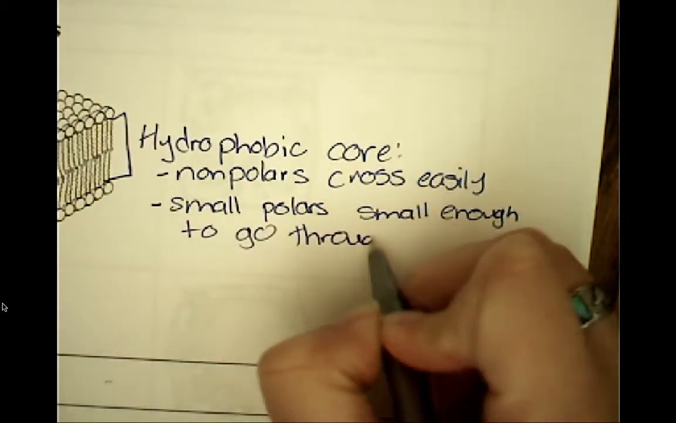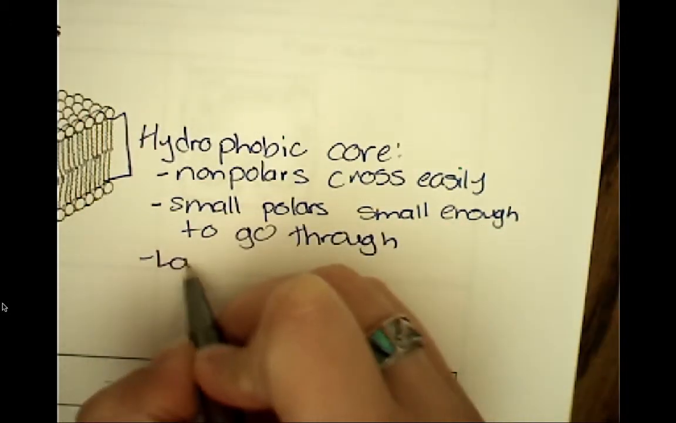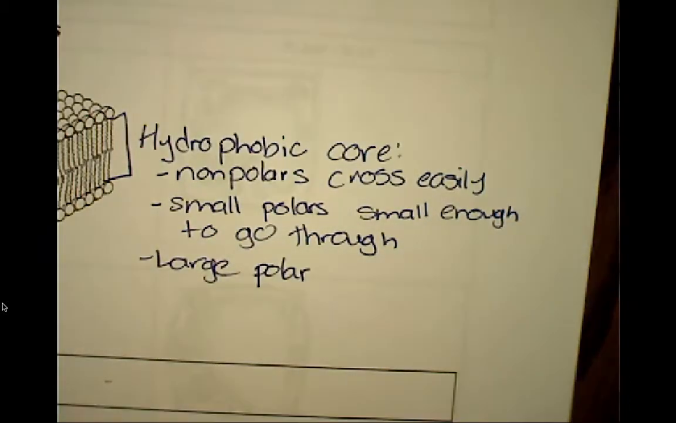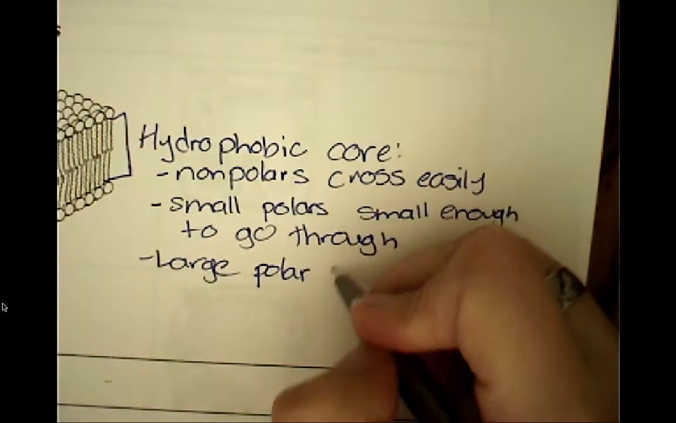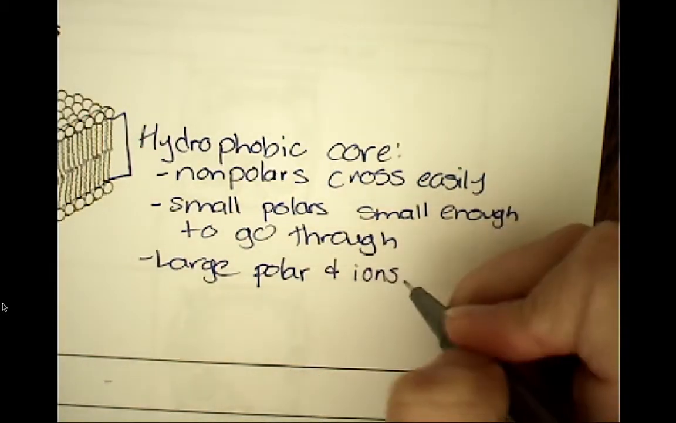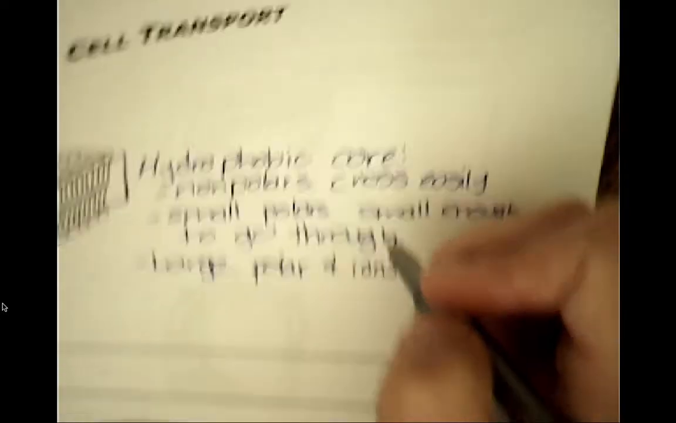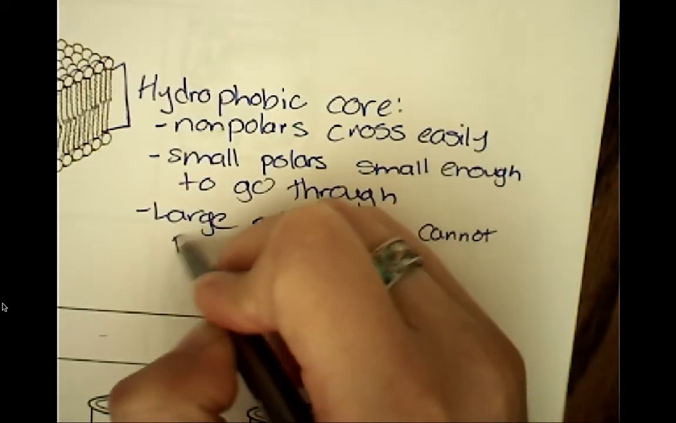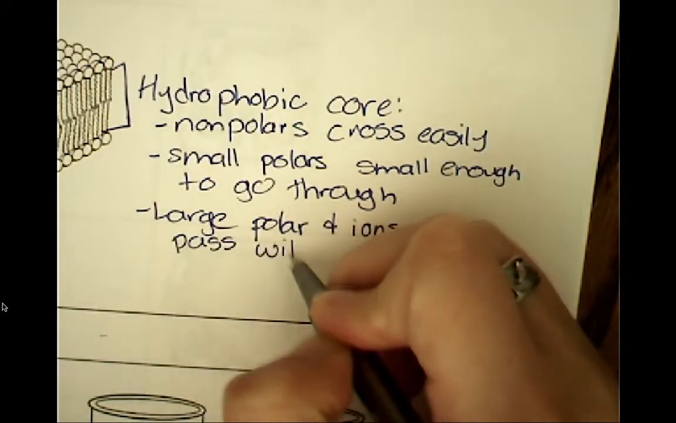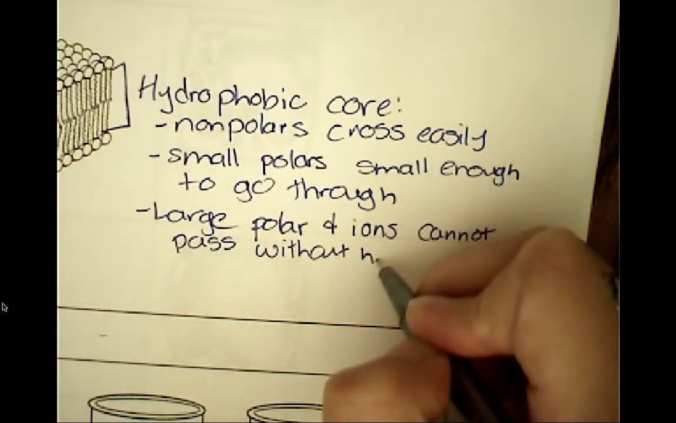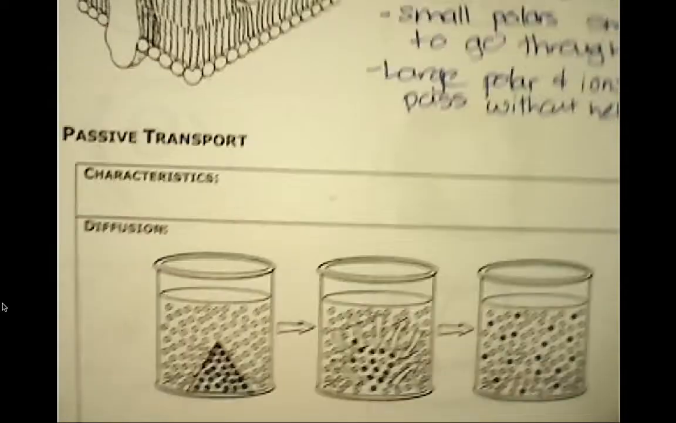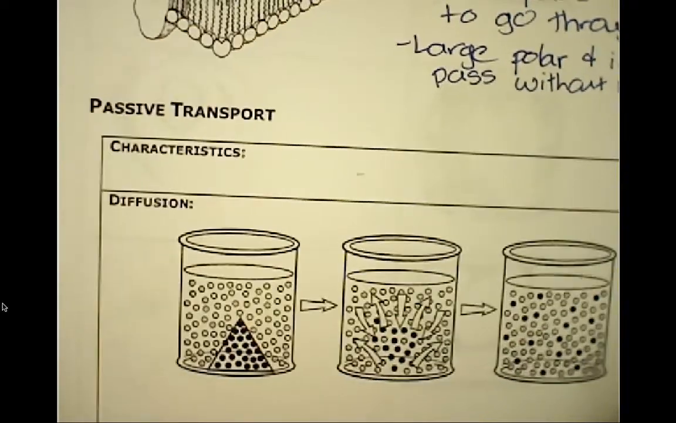The issue is large polar molecules, like big, like glucose or sucrose, any of the sugars really, and ions, things like sodium and potassium and all that kind of stuff. They cannot pass without some kind of assistance, and so we're going to see what that assistance is in a little bit. But let's talk about how really all of these guys can get through, and that's really with this process of passive transport. Very few things actually need active transport.